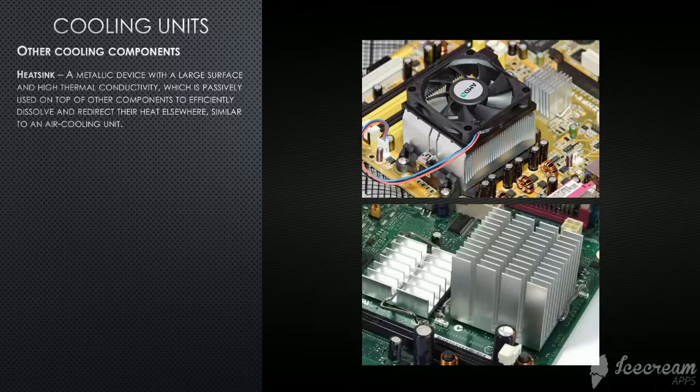Now let's list a few more popular cooling mechanisms. The first one is a heatsink. A heatsink is a metallic device with a large surface and high thermal conductivity, which is passively used on top of other components to efficiently dissipate and redirect their heat elsewhere, similar to an air cooling unit.